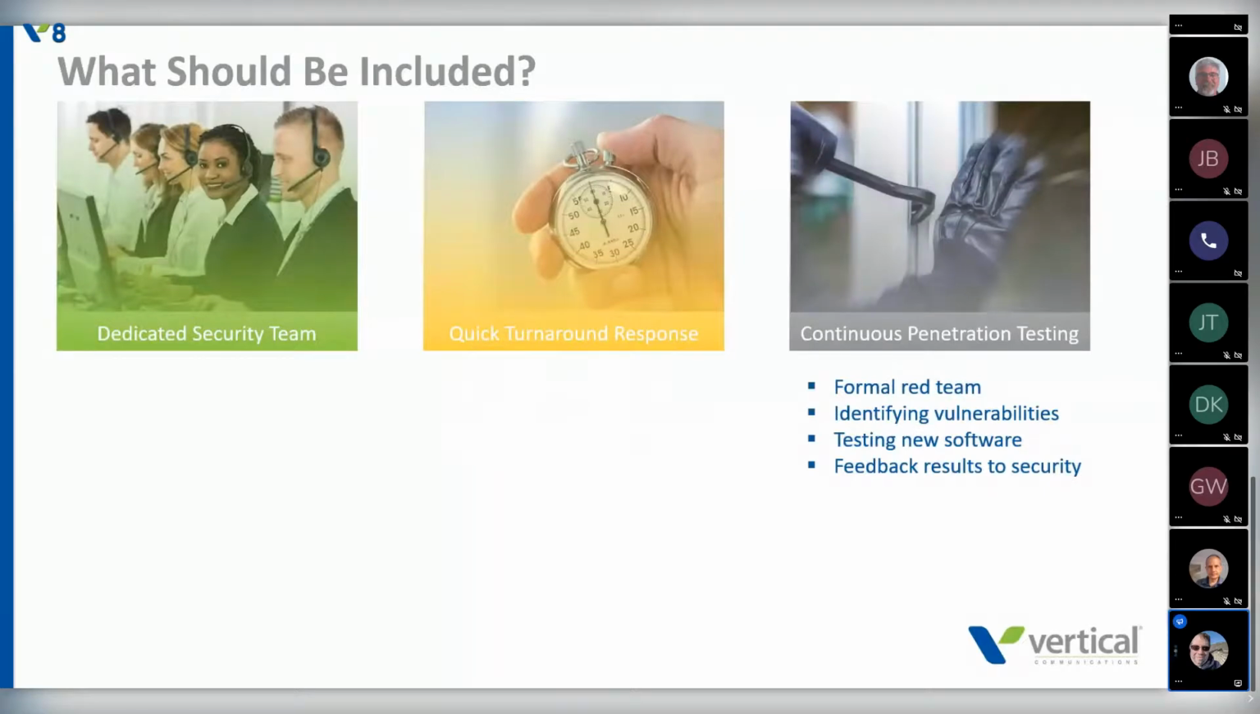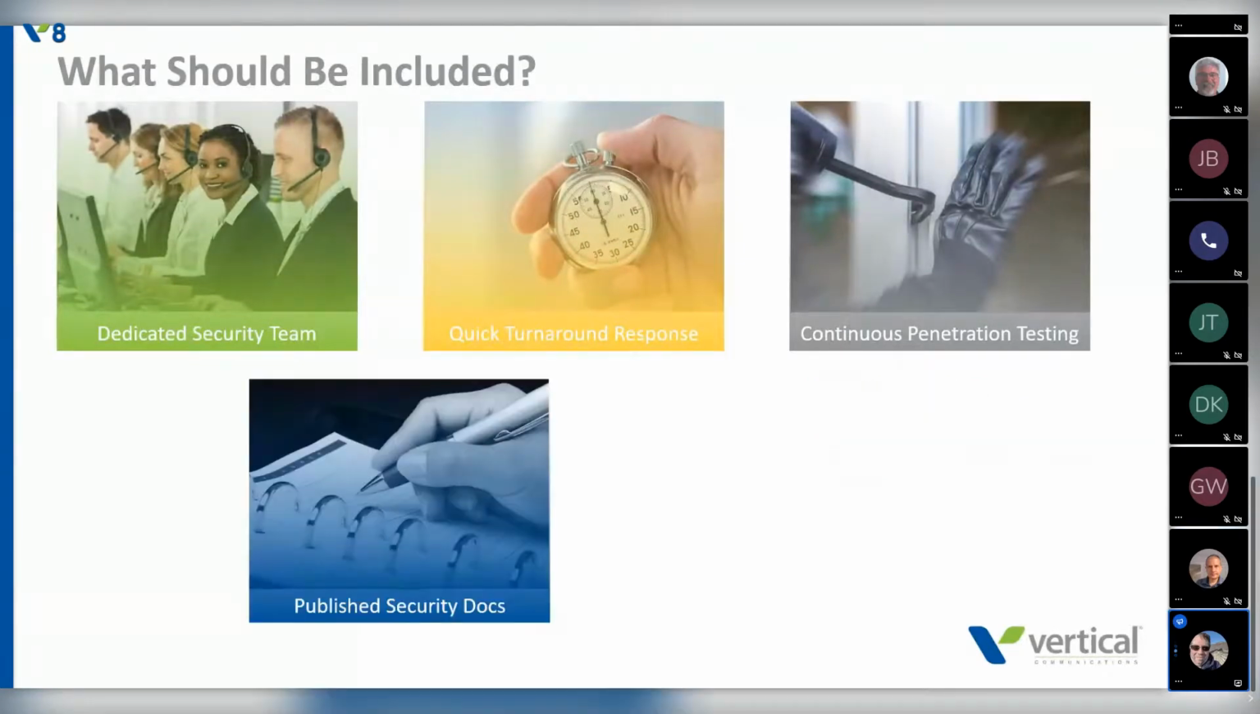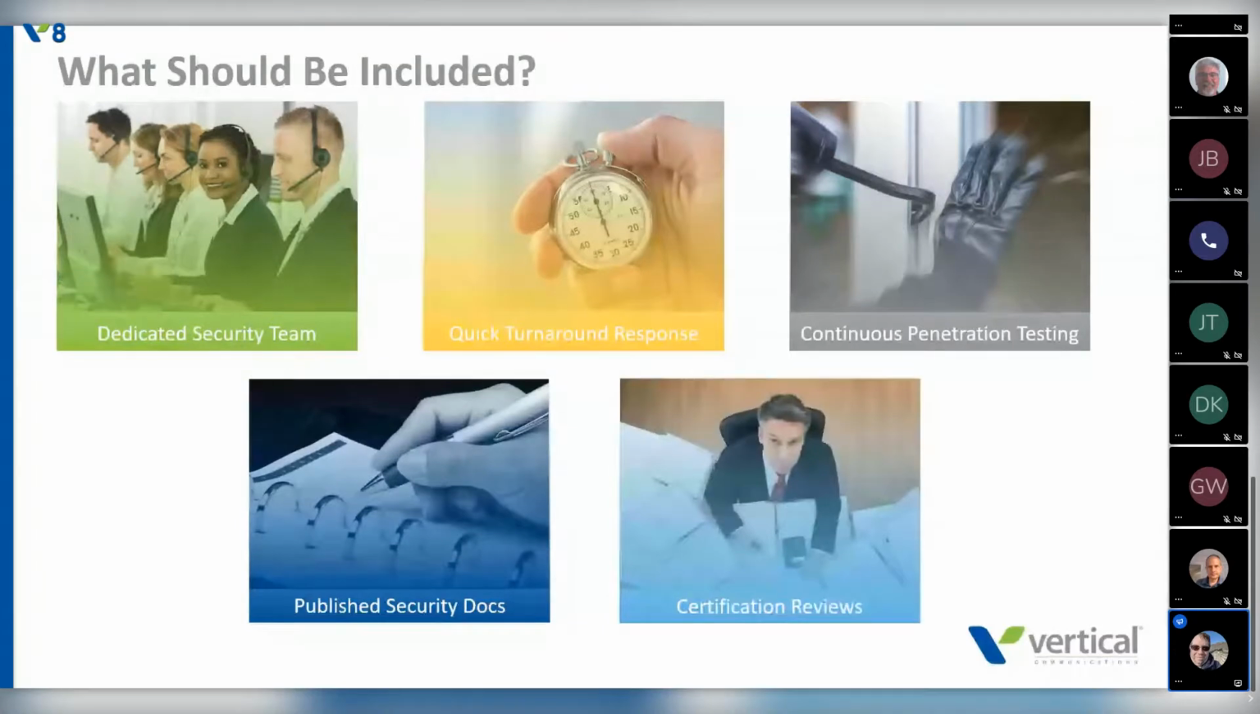Somebody who is doing continuous penetration testing. They have what's called a red team, who is constantly trying out ways of getting in so they know about the threats before they even occur. And that's feeding back to that dedicated security team. And all of this is put together in published security documents that you as the end customer ought to be able to ask for. Now, you might have to sign an NDA to get access to them, but you ought to be able to get those so that you can know what's going on and what their security process is.